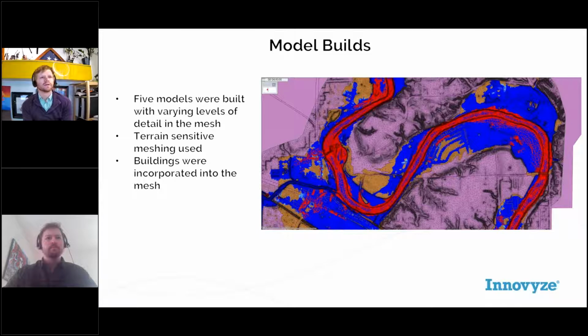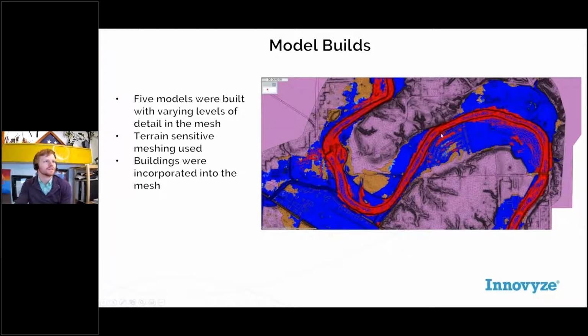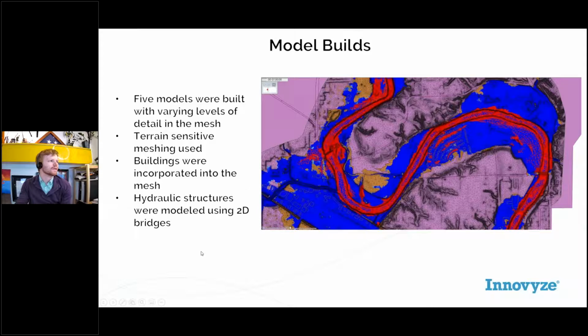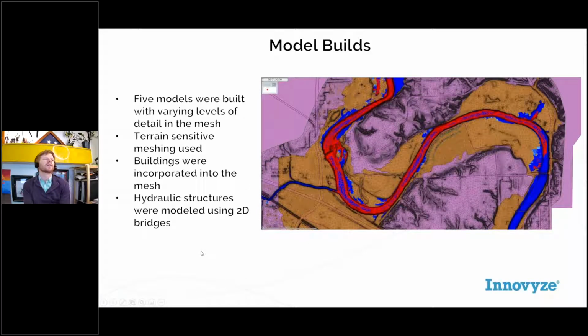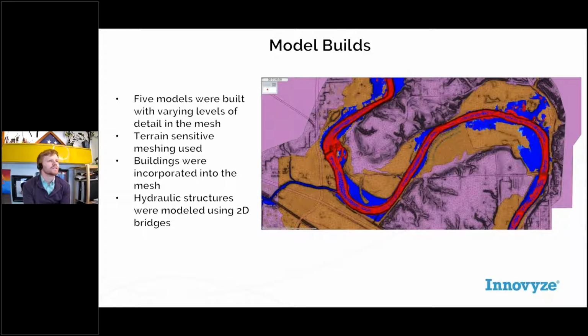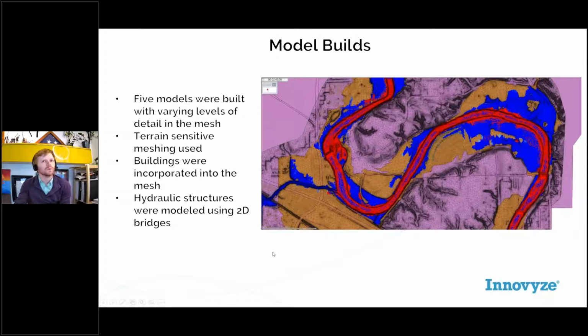to represent the windows and doors and things like that, as water infiltrates through some of those areas. You can see some of the buildings up here. And then the hydraulic structures, things like the bridges throughout here, were represented using 2D bridges in ICM.